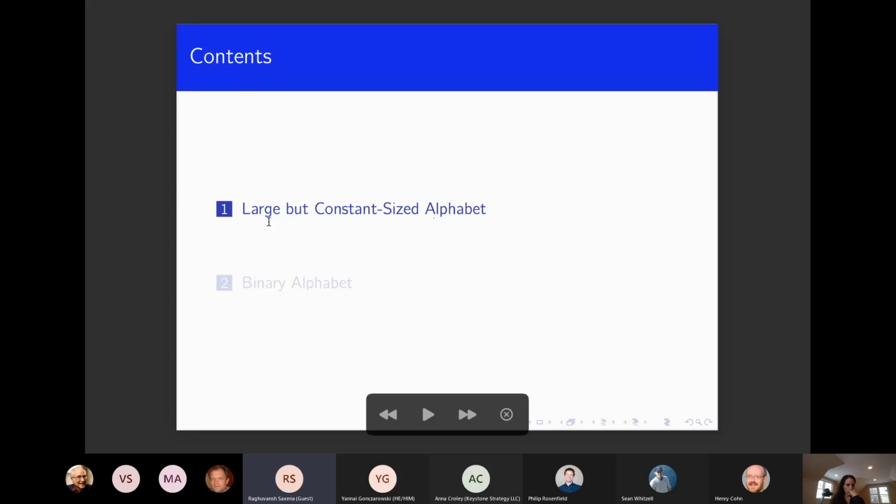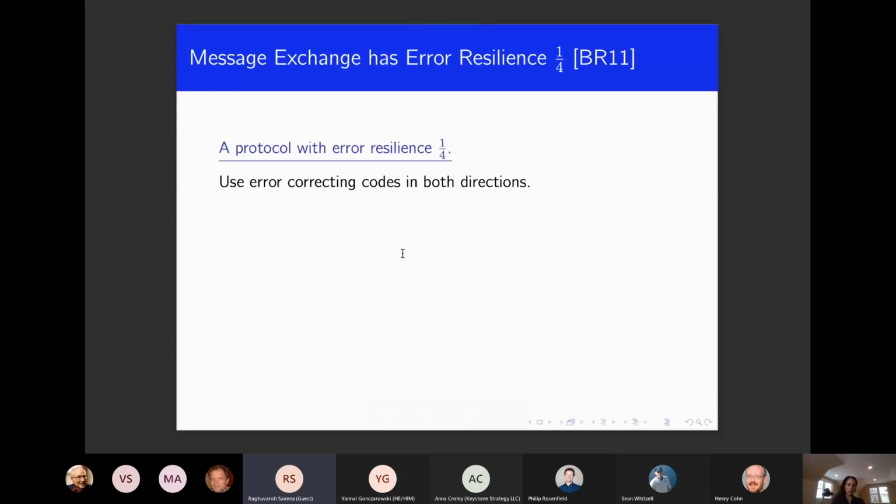So let's start with a large and constant size alphabet. Let's say alphabet size is some like 1 million symbols that you can send. And let us consider the message exchange task. Let us consider the naive protocol. I claim that the naive protocol for message exchange has an error resilience of 1/4. And the reason that is true is because if the total fraction of errors is less than 1/4, then the fraction of errors in any direction is less than 1/2. And there are error correcting codes that are resilient to a 1/2 fraction of errors. So you can just use the best possible error correcting codes in both directions. And this will give you a protocol for message exchange with error resilience 1/4.